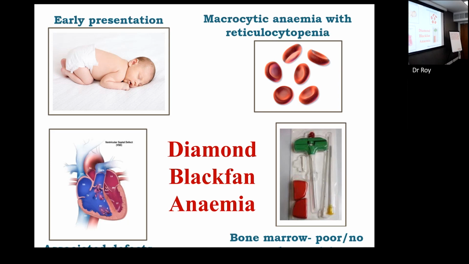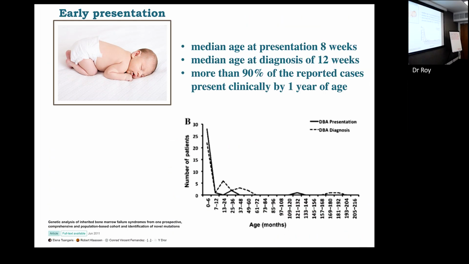It's a macrocytic anemia with, again, a low platelet count. They can have finger and toe abnormalities, but the abnormalities tend to be a lot more severe. They can have cardiac abnormalities, and they can have cleft lip and cleft palate. And then, as I said, in the bone marrow, you don't see anything.